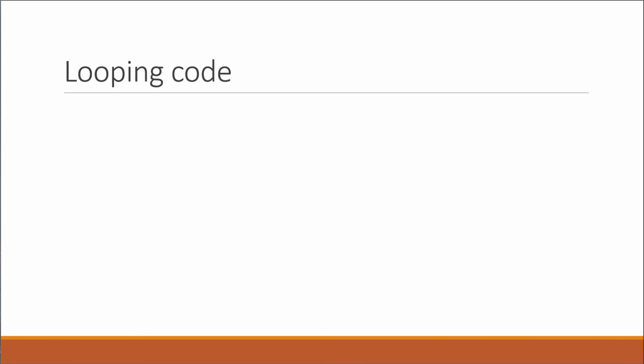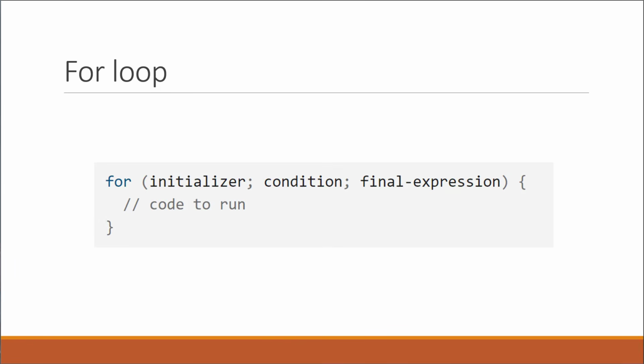In this crash course, we're going to take a look at 4 looping constructs: for loop, while loop, do while loop, and for of loop. Let's understand the syntax and usage with an example. First up, for loop. The syntax is as follows. We have the keyword for followed by parentheses.